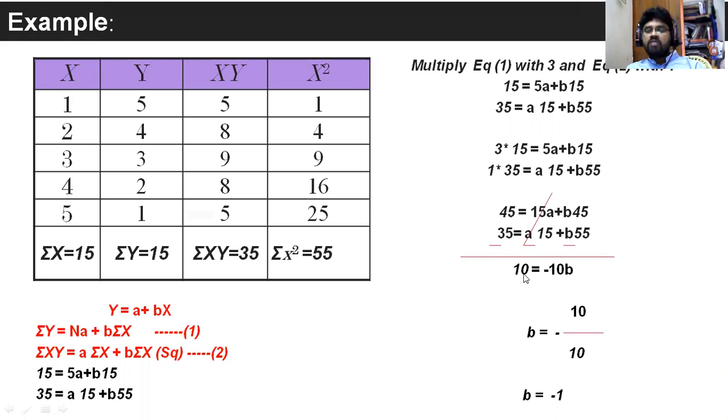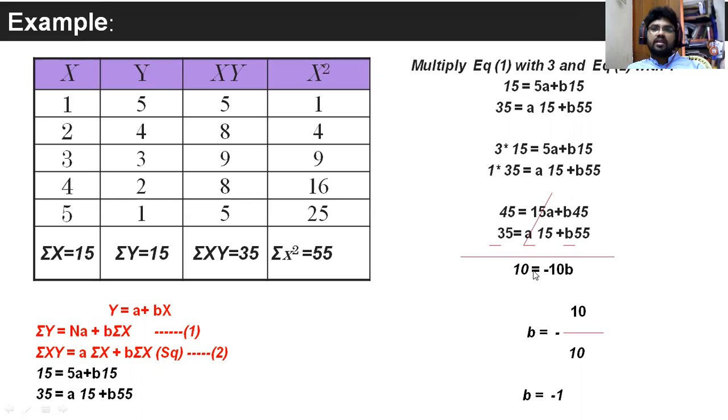After canceling those values, we can subtract the second equation from the first equation. Then 45 minus 35. Here this minus 35 is a minus value, so 45 minus 35 you will get plus 10. Then the equals sign stays as it is. Then b45 minus b55, minus 45 minus 55, this minus value is high. So you get minus 10b.